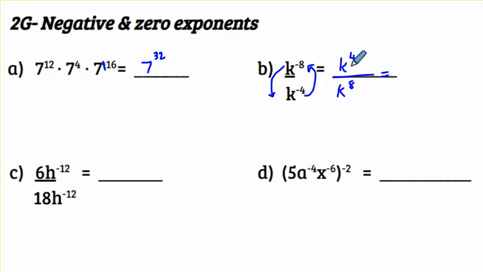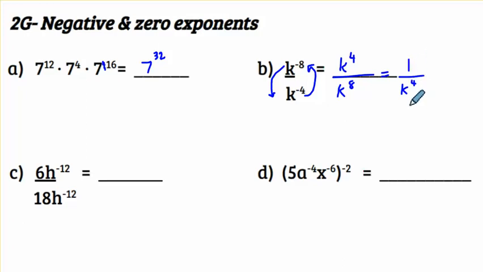And now we can simplify this because this is division. What do we do when we're dividing? We subtract the exponents. So 8 subtract 4 is 4. So we're going to get k to the 4th power. And the question now is where? Where is it going to be? It always goes wherever the bigger exponent is. So since that's down here, we're going to wind up with k to the 4th power on the bottom, and we need a placeholder on the top.